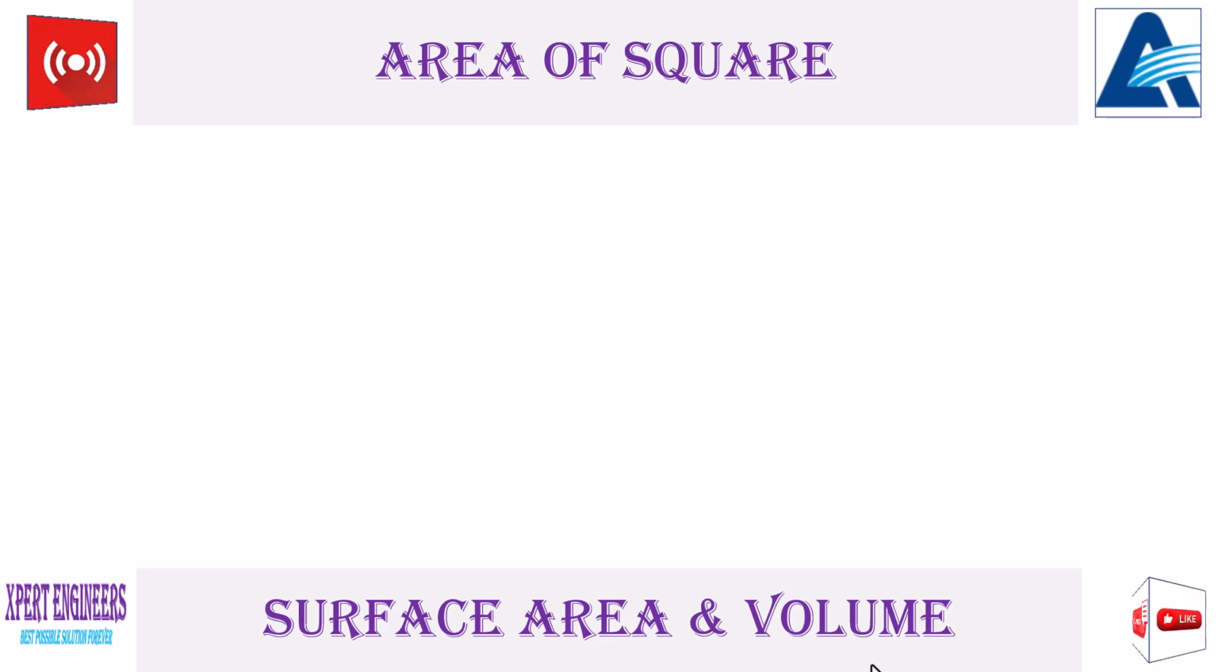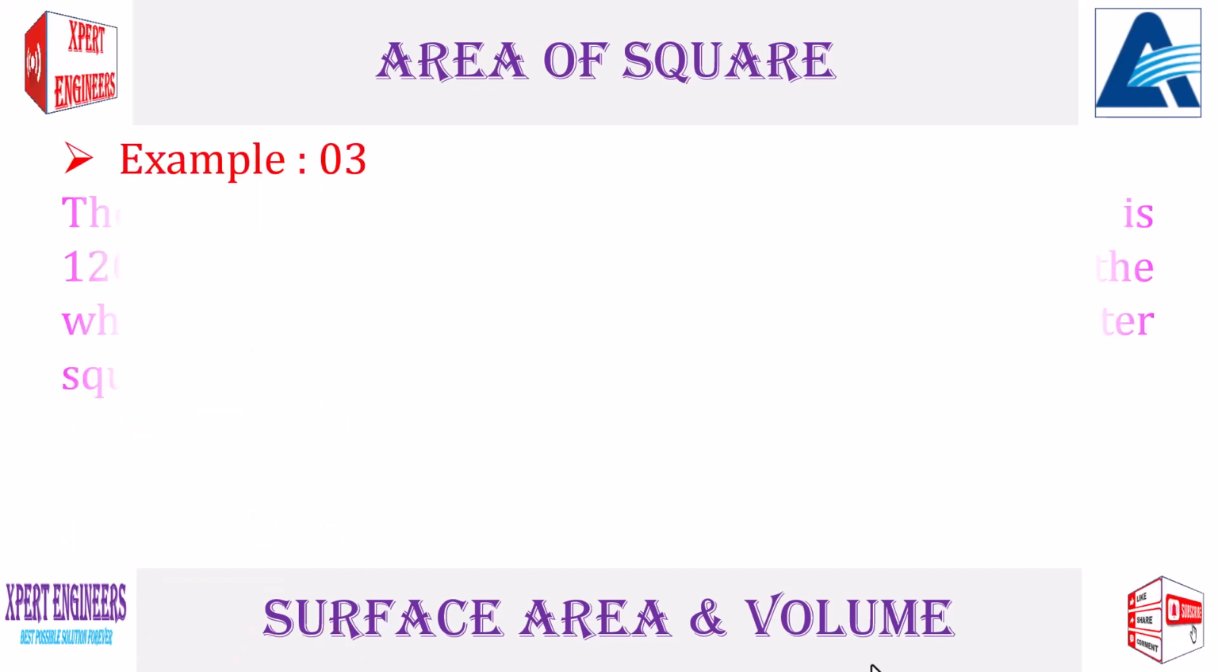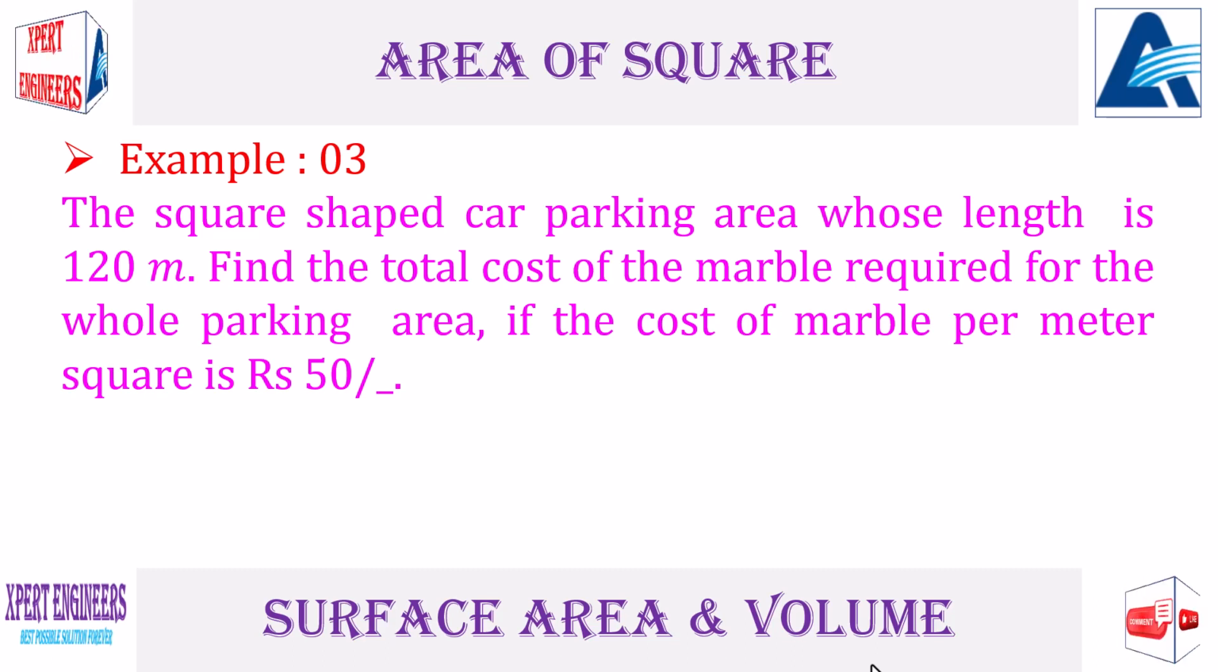Now let's solve another example. Again, the scenario is changed. The square-shaped car parking area whose length is 120 meter. Find the total cost of the marble required for the whole parking area if the cost of marble per meter square is Rs 50. In this case, the length of square-shaped car parking area is given to us, that is 120 meter. And we have to find the total amount required for marble. The cost of marble per unit area is given to us.